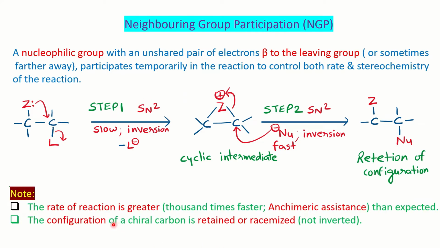So what is the importance of this NGP? The rate of reaction is 1,000 times faster than the normal substitution mechanism. We also call it anchimeric assistance. And the configuration of a chiral center is retained, or you will get the racemized product, but you will not get the inverted configuration here. So it's easy to identify, and we will see by solving problems how this NGP works.